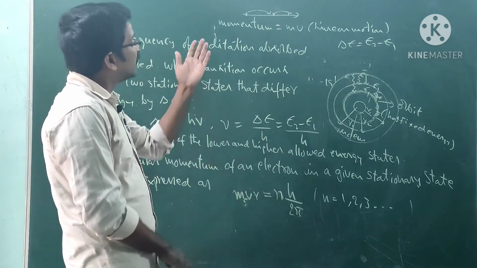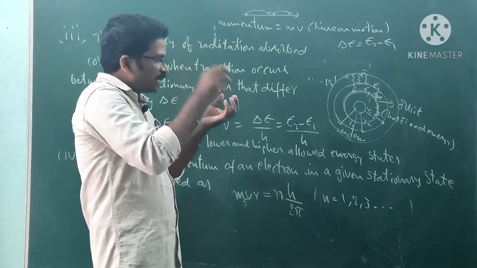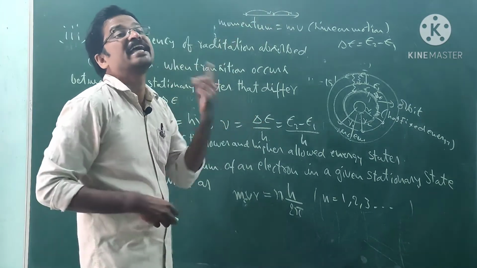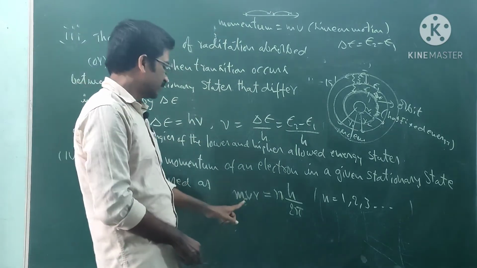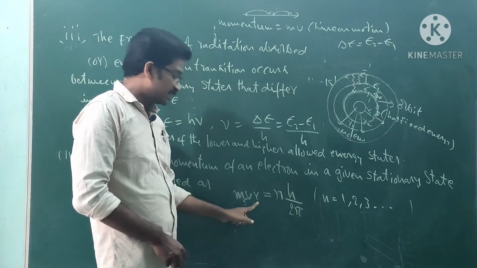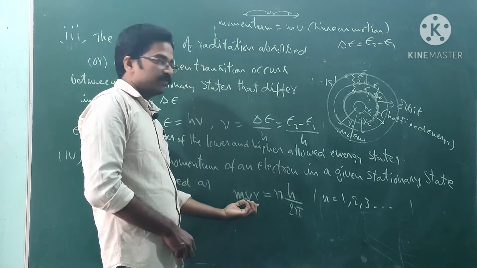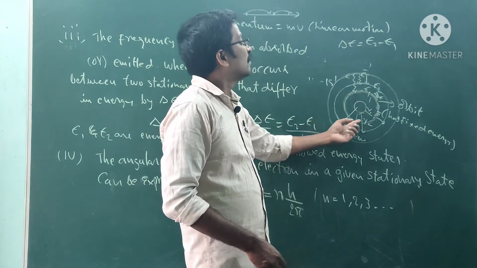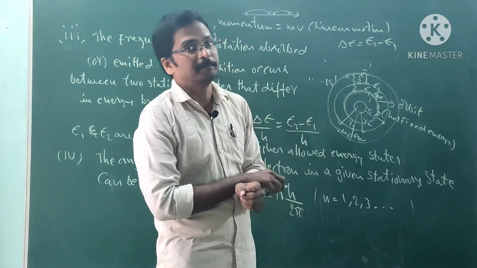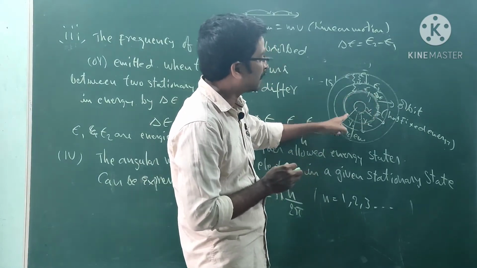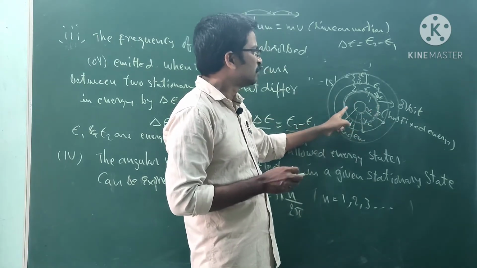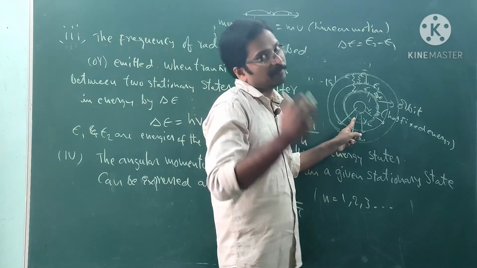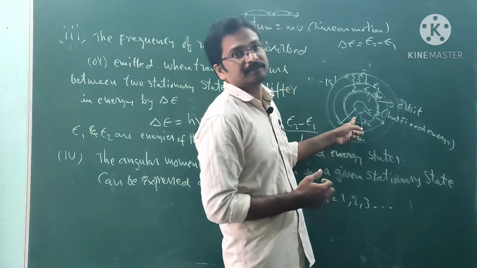Next, whenever this mass-containing object moves in a circular path, it has angular momentum. That is known as mvr. The radius is also countable. Whenever an electron moves in circular paths, it has angular momentum, not just momentum, because it moves in a circular path. Any body which moves in a circular path has momentum and radius. This is known as angular momentum.